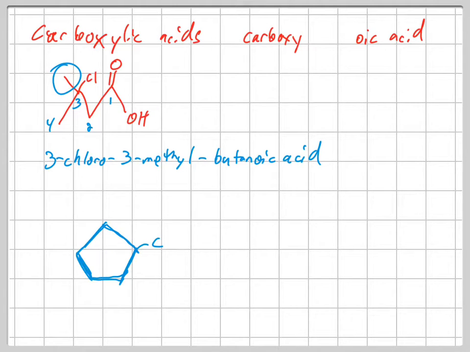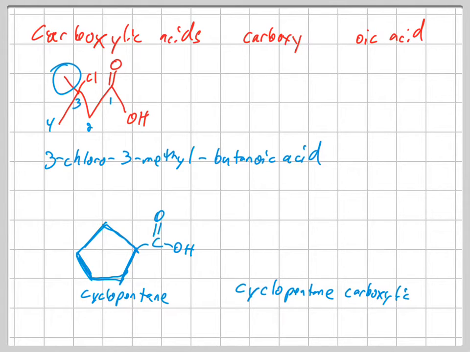So if this were a carboxylic acid, out here we have cyclopentane. And the carbon isn't part of that longest ring, but it's not a substituent to cyclopentane, so we would actually name this as cyclopentane carboxylic acid. Just like that.